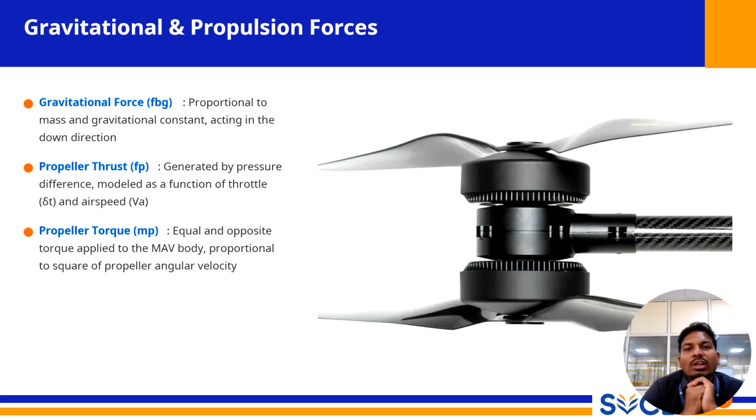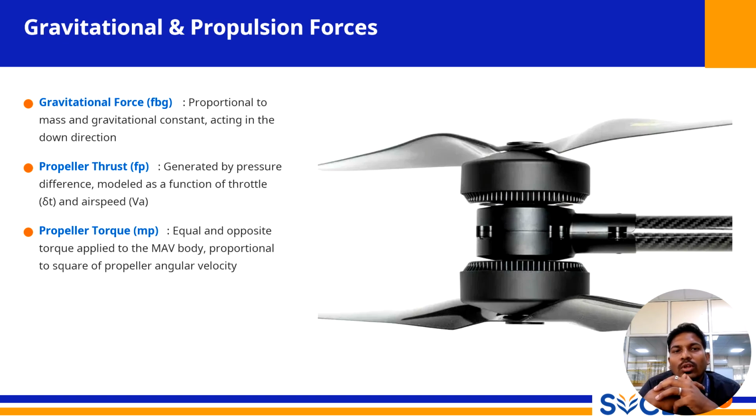First, we'll consider gravitational force. This is the simplest force to model, but it is always present, and the control system must constantly work to overcome it. The gravitational force, which can be denoted by F sub g, is the product of mass and the gravitational constant. This is simply the weight of the aircraft. A heavier drone requires more thrust to hover.